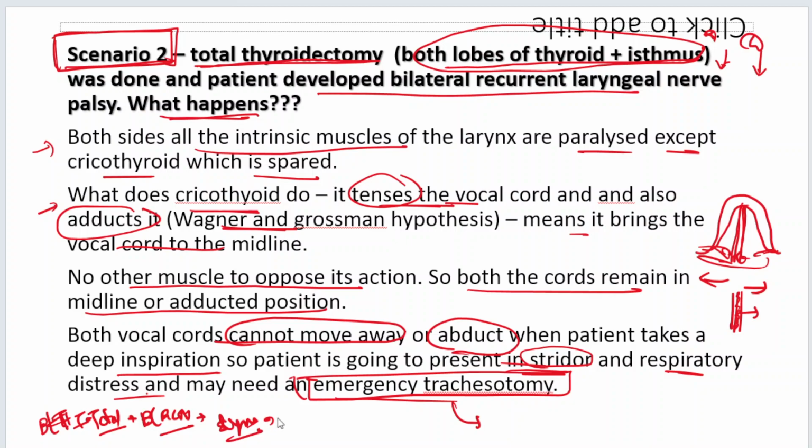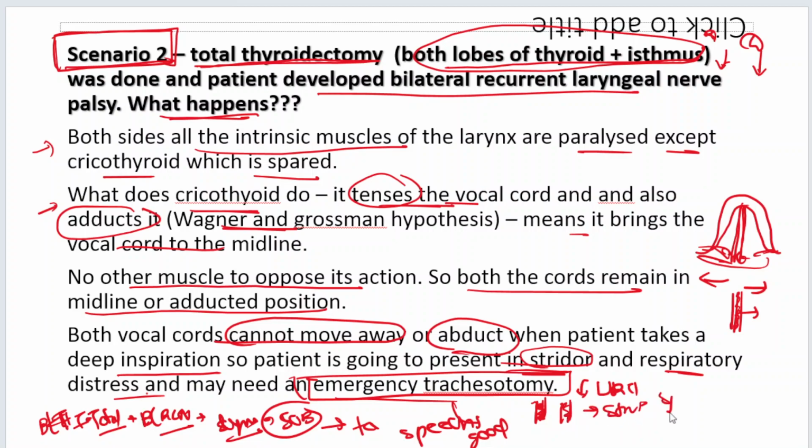So he is fine. He walks. He may feel a little bit of shortness of breath. He may think it is because of surgery. He may go home. And the patient says, "I am able to talk well," because both the vocal cords are in the midline. They can vibrate properly. So the speech is good in this case. There is no hoarseness. But suppose the patient develops some upper respiratory tract infection. So the little bit of space, even that gets compromised. The patient is going to present with stridor, shortness of breath.